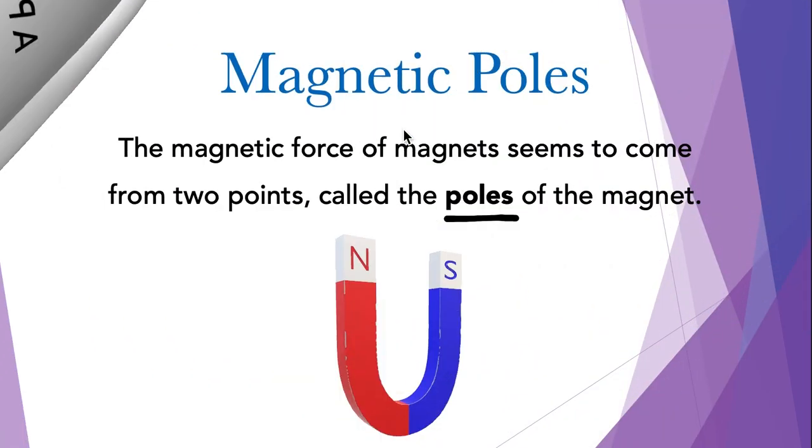So the magnetic force of magnets seems to come from 2 points called the poles of the magnet. Here you can see this magnet. It has a north pole and a south pole.